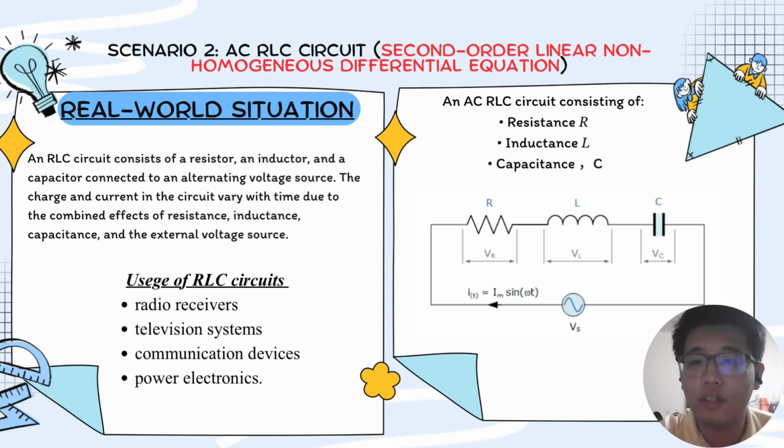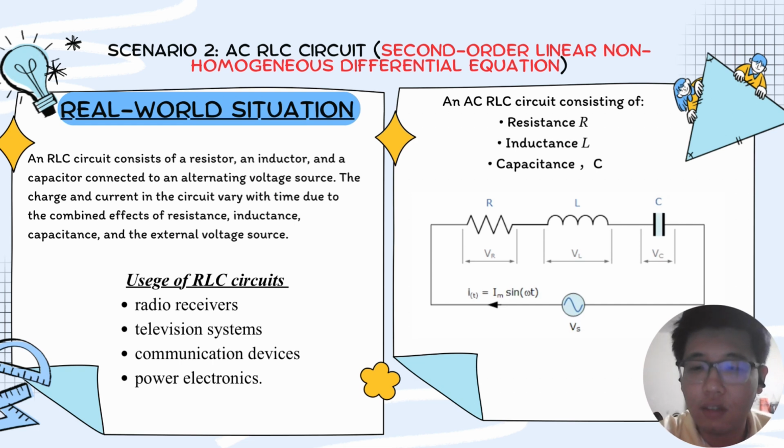This is such a real-life example for the second-order linear non-homogeneous differential equation. An RLC circuit consists of a resistor, an inductor, and a capacitor connected to an alternating voltage source. The charge and the current in the circuit vary with time due to the combined effect of resistance, inductance, capacitance, and the external voltage source.